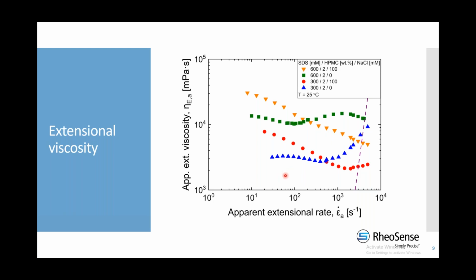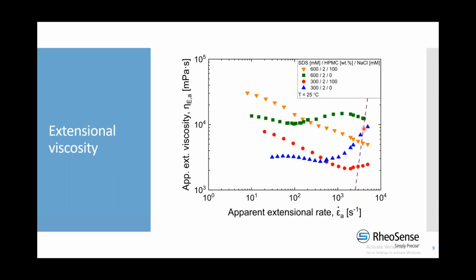You can see that there's extensional thickening for the samples with no salt, as I mentioned. So this may be influenced by secondary flows that are caused by elastic instabilities in the flow channel. Another thing is that if you look at the data in red, this extensional thickening here is likely due to turbulent flows in the flow channel. And this is why we have this dashed line here.